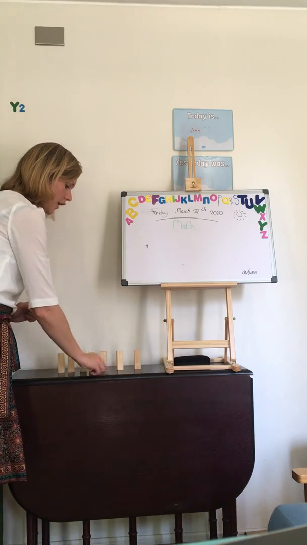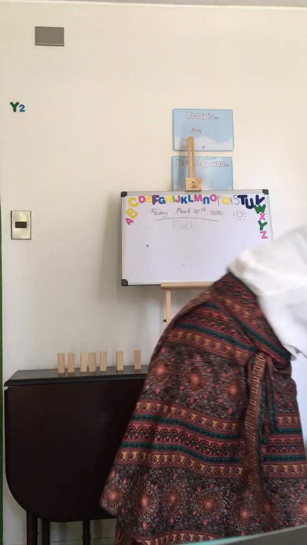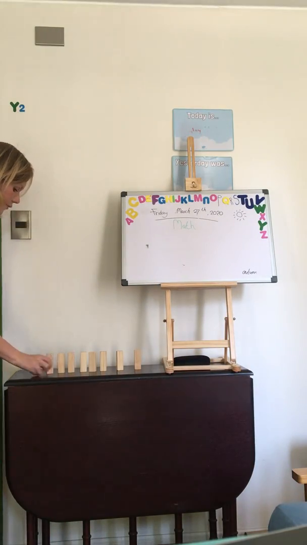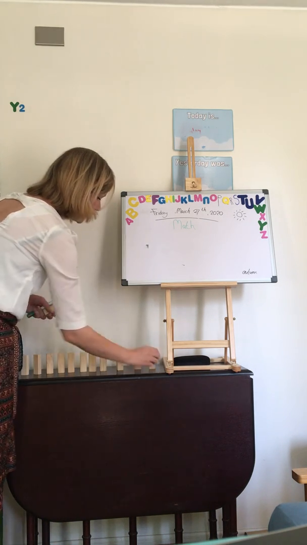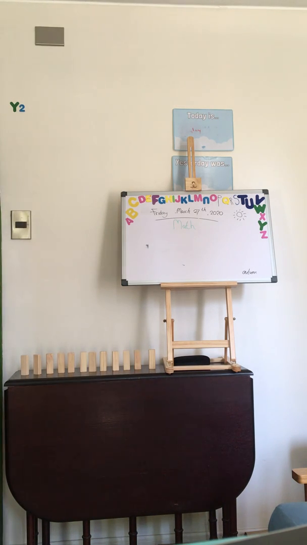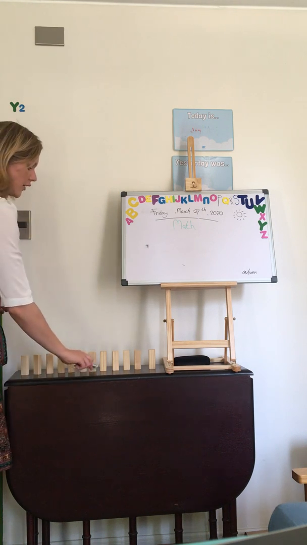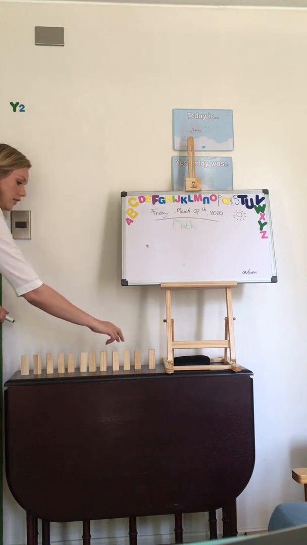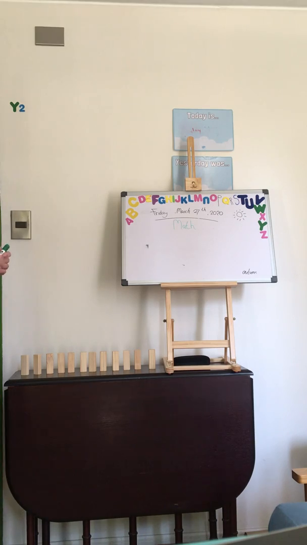1, 2, 3, 4, 5, 6, 7, 8, 9, 10, 11, 12. I've got 12 blocks. Don't believe me? We have to count. 1, 2, 3, 4, 5, 6, 8, 9, 10, 11, 12. How can we do that faster? By counting by 2's, for example. So 2, 4, 6, 8, 10, 12. 12 blocks.